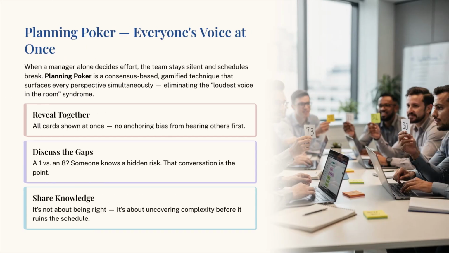You have probably seen this dysfunction at the office. A manager walks into the room, points at a complicated technical task, and decides that will take 3 days. The team feels frustrated because they know it is much harder than that, but they stay quiet to avoid conflict. Planning poker solves this by turning estimation into a team sport.